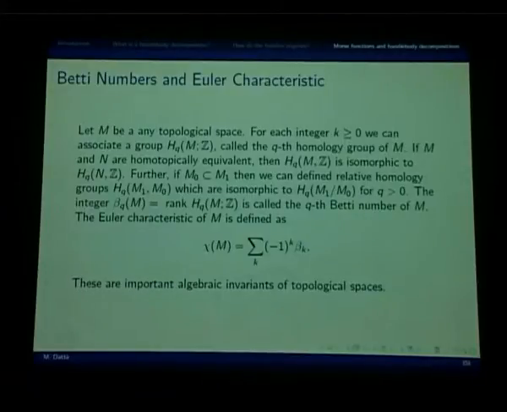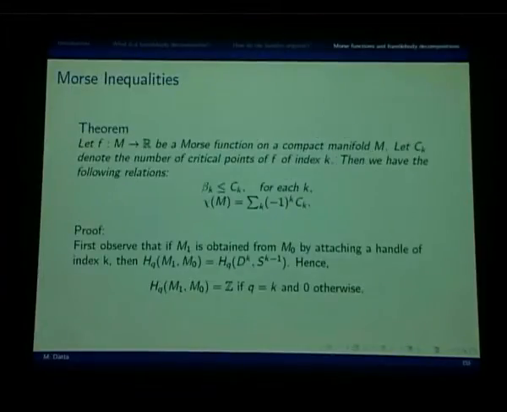Then I define certain integers. So beta q of M are called the Betti numbers of M. These are ranks of the homology groups. These are certain invariants for the manifold. If two manifolds M and N are homotopically equivalent, then their Betti numbers will be the same. Another invariant is the Euler characteristic of M, called chi of M, which is the alternating sum of these Betti numbers. So these are some important algebraic invariants which we study to study the manifold.